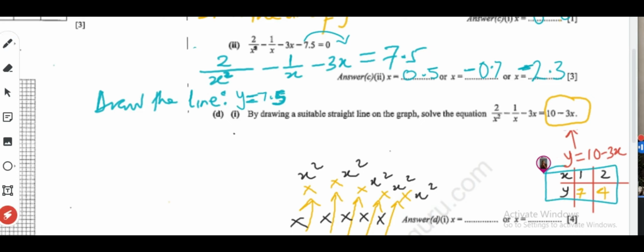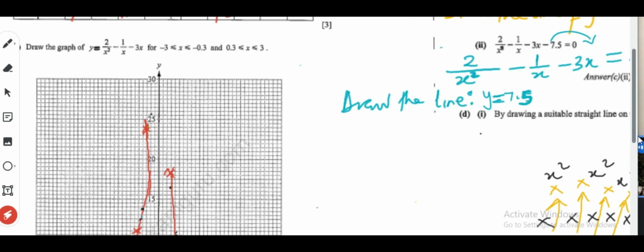We found the table of values for y equal to 10 minus 3x. When x is 1, y is 7, because 10 minus 3 will be 7. When x is 2, y will be 4, because 10 minus 6 will be 4. So we plot 1 against 7, 2 against 4. Let's plot 1 and 7, 2 and 4.